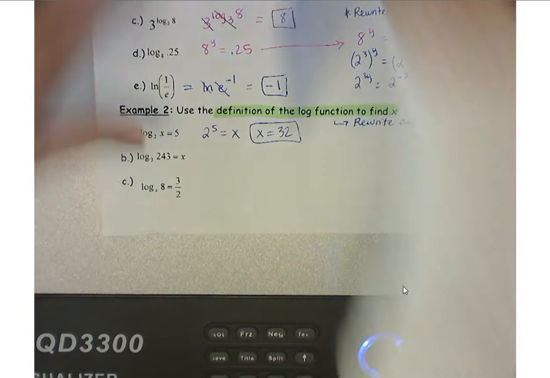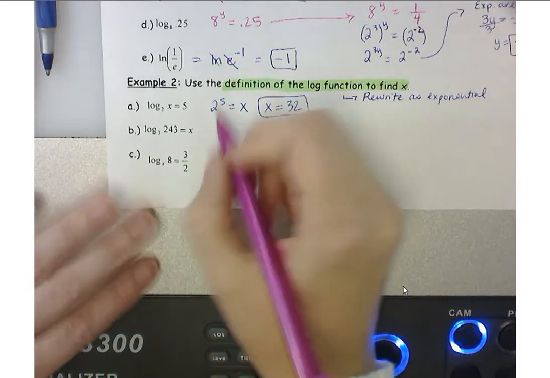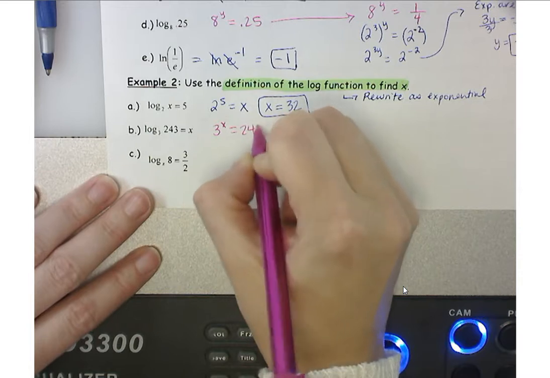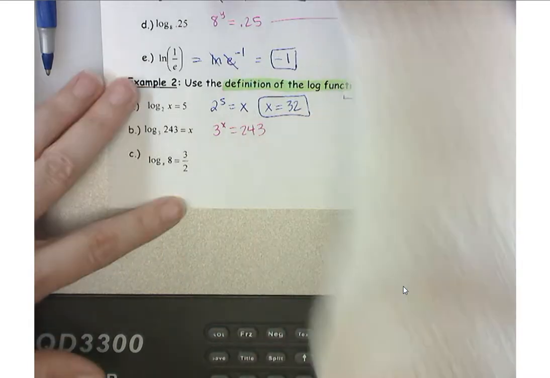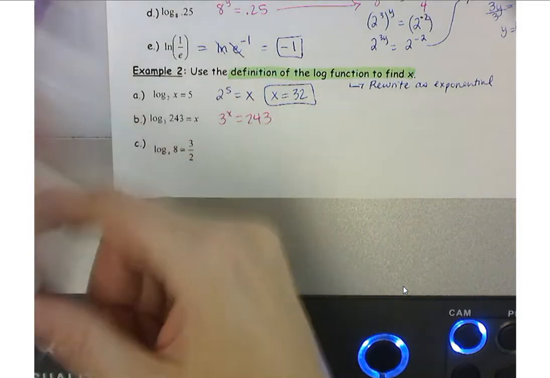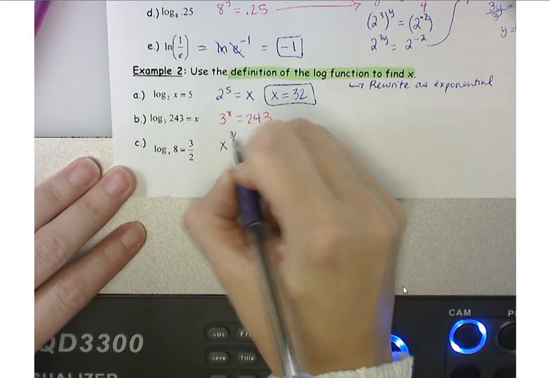All right, and then Emma, what about for B? What was your exponential? 3 to the x equals 240. Good. And we'll do this one too. Logan, what's your exponential equation for this? X to the 3 over 2 is 8. Good.